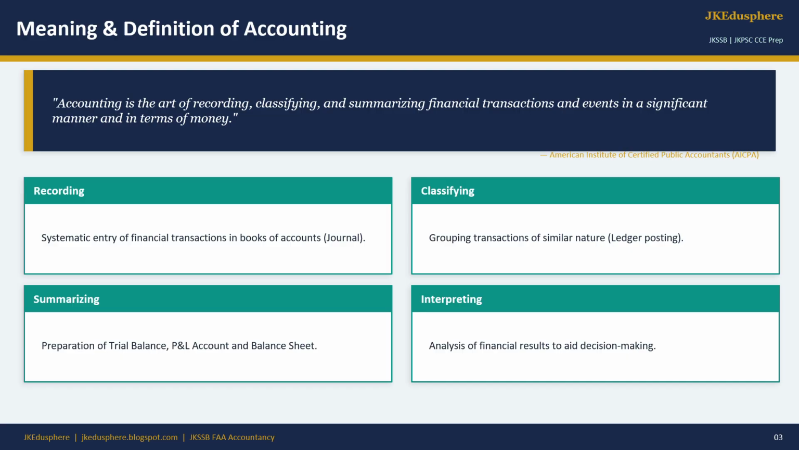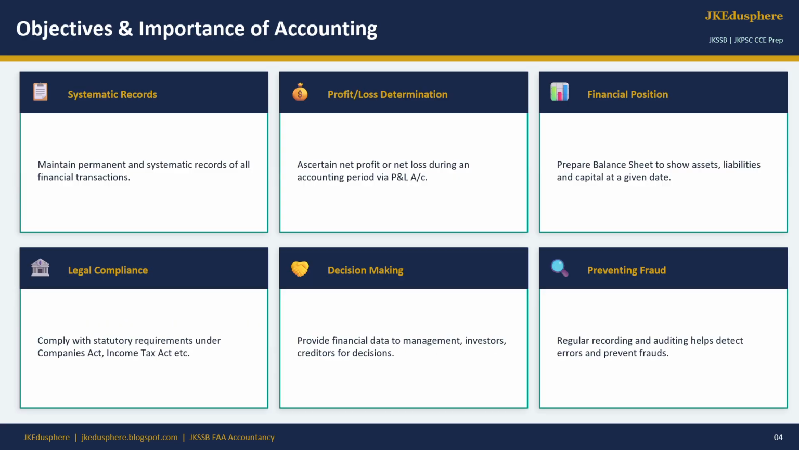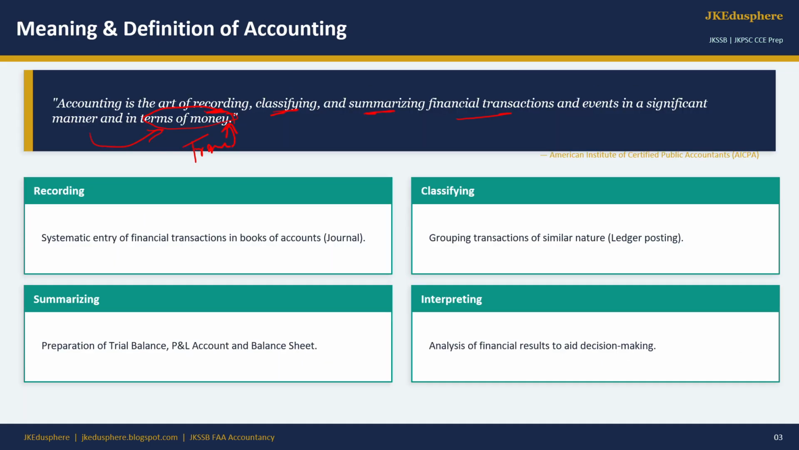So what is the meaning and definition of accounting? First of all, we need to know the meaning and definition of accounting. Accounting is the art of recording, classifying, and summarizing financial transactions in a significant manner and in terms of money. This part is very important. Only the transactions which are done in terms of money are recorded in the accounting period.